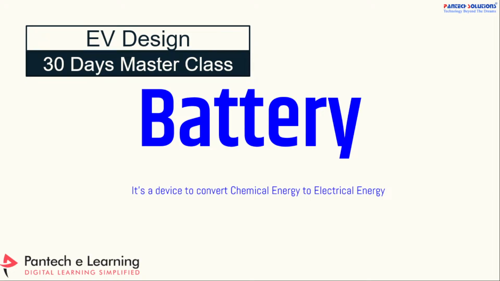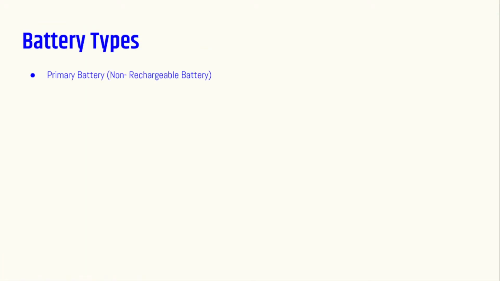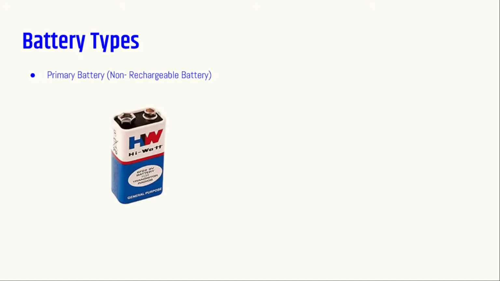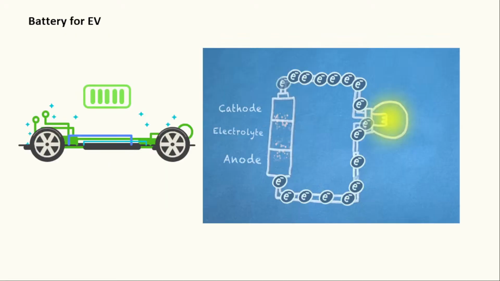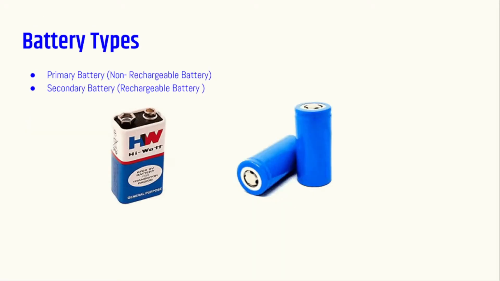We already discussed it. Without a battery, we can't imagine EV design, the EV vehicle. What is the battery definition? What types of batteries are available? How can we create it, and how is it possible? Generally we have two types of batteries: primary and secondary. Primary battery is a non-rechargeable battery, we can just use and throw it away. Secondary battery is a rechargeable battery. We can charge it multiple times, and each battery has certain life cycles. Based upon the life cycles, we can charge it.